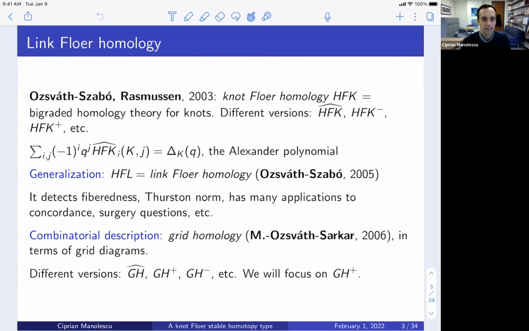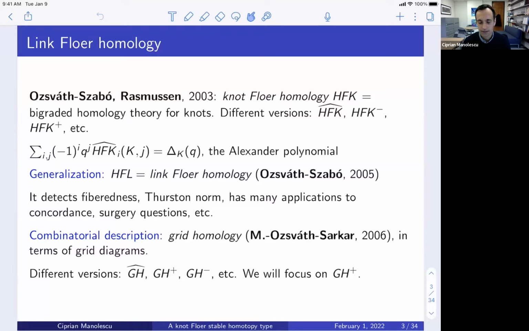Okay, link Floer homology, I won't say much about it. I assume many of you have heard of it and its applications. It's a theory that was originally developed for knots by Ozsváth, Szabó, and Rasmussen, knot Floer homology, and then it was generalized to links. Then it's called link Floer homology, and it has many applications. It detects fiberedness, Thurston norm. It tells you about concordance and questions of surgery on knots.